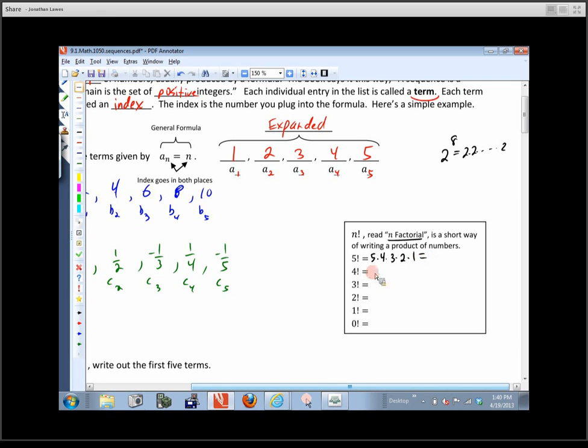I'm going to work backwards here for just a second. Okay? 1 factorial is just a 1. 2 factorial is 2 times 1, so that's a 2. 3 factorial is 3 times 2 times 1, so that's a 6. 4 factorial, 4 times 3 times 2 times 1. Can you see how to go from one term to the next term?